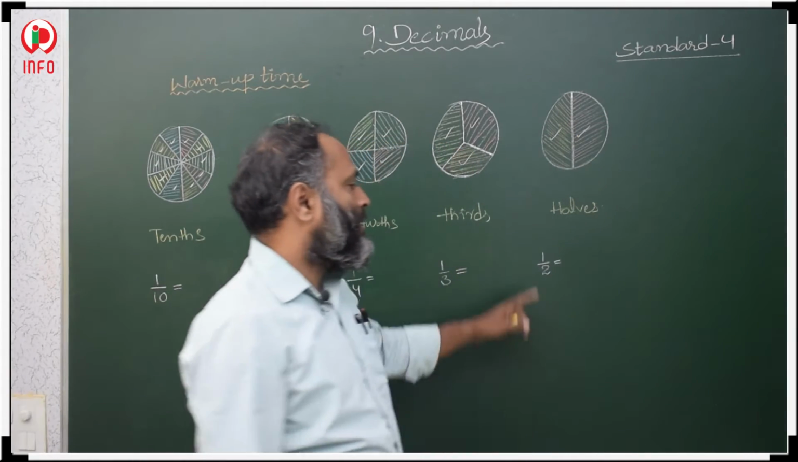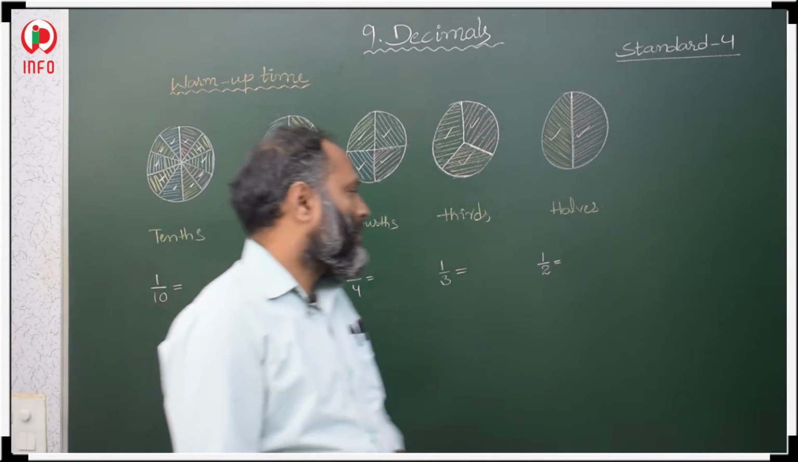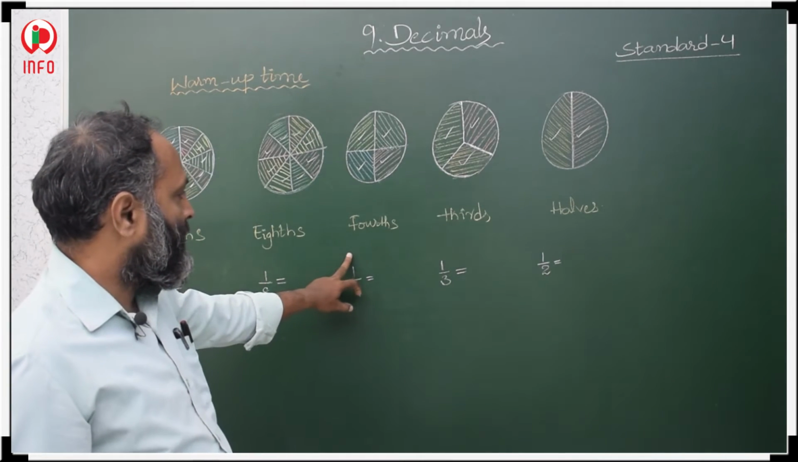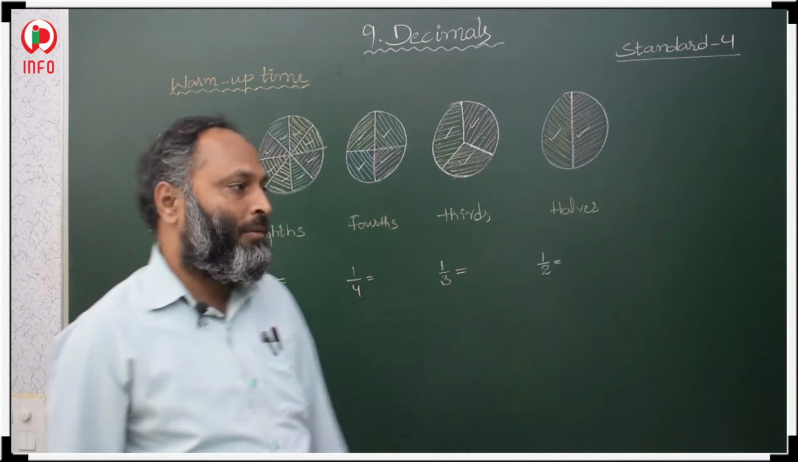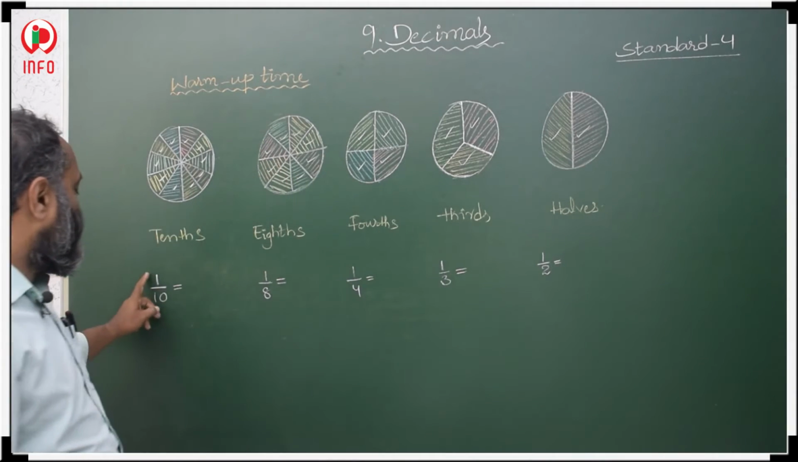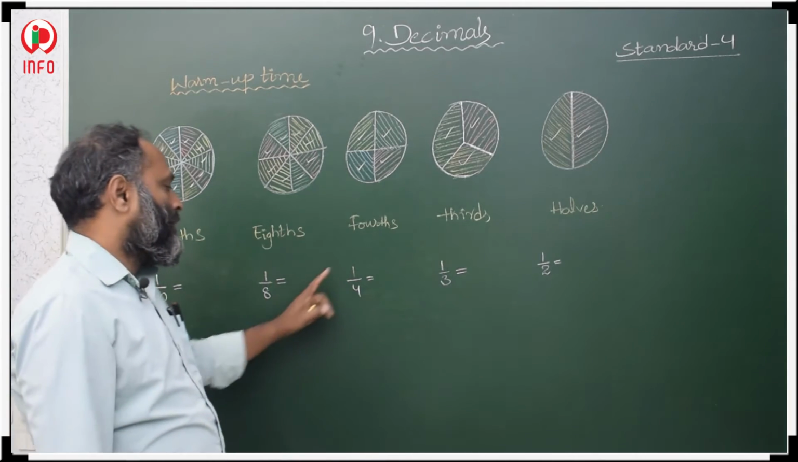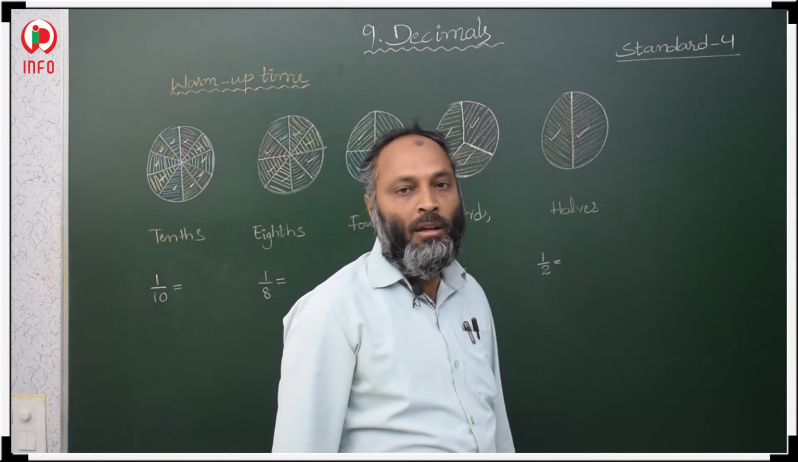Each part we can represent as 1 by 2, 1 by 10, 1 by 8, 1 by 4, and 1 by 3, and 1 by 2 means half. So, 1/10, 1/8, 1/4, 1/3, 1/2.